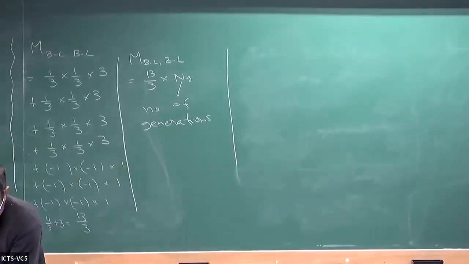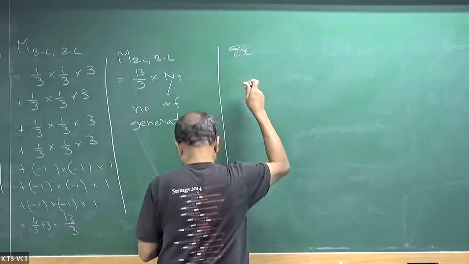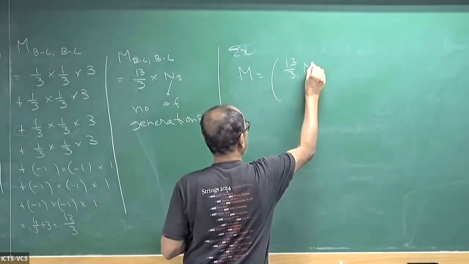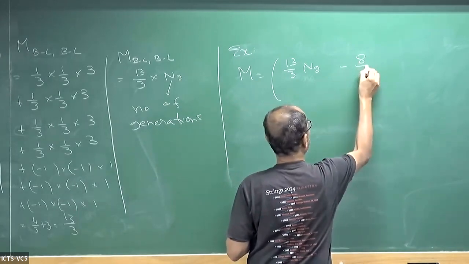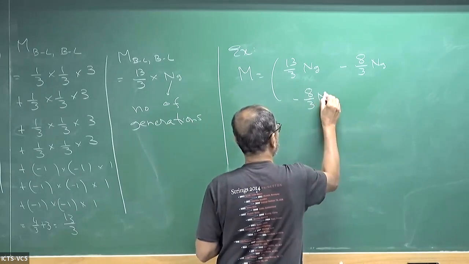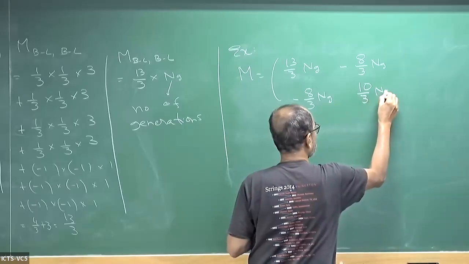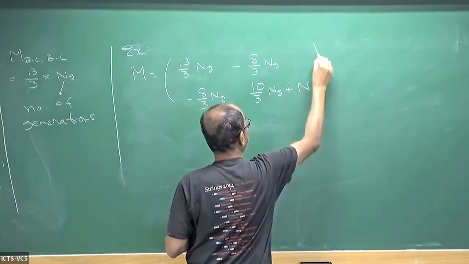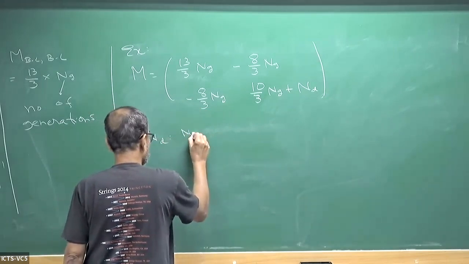So I'll leave it as an exercise to check. That M has the structure 13/3 Ng. This you already saw here. Minus 8/3 Ng. And here is 10/3 Ng plus Nd. So Nd here is the number of Higgs doublets.